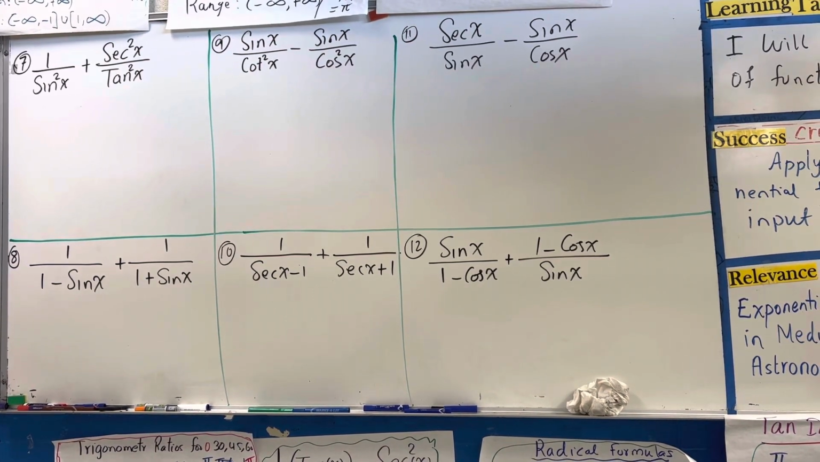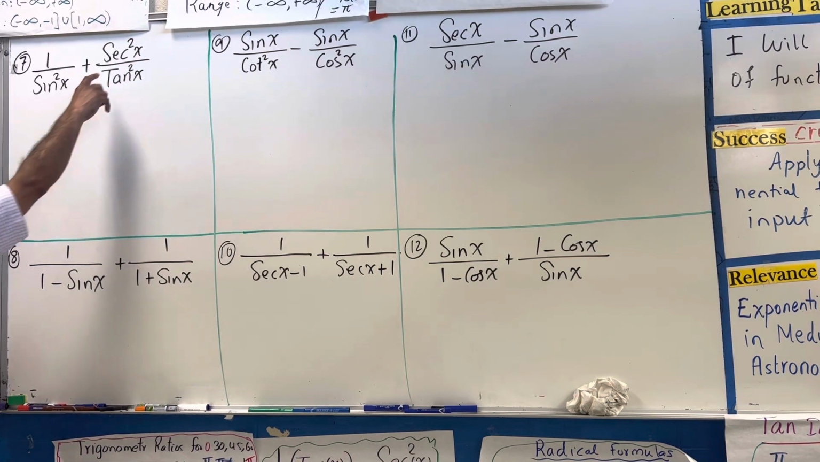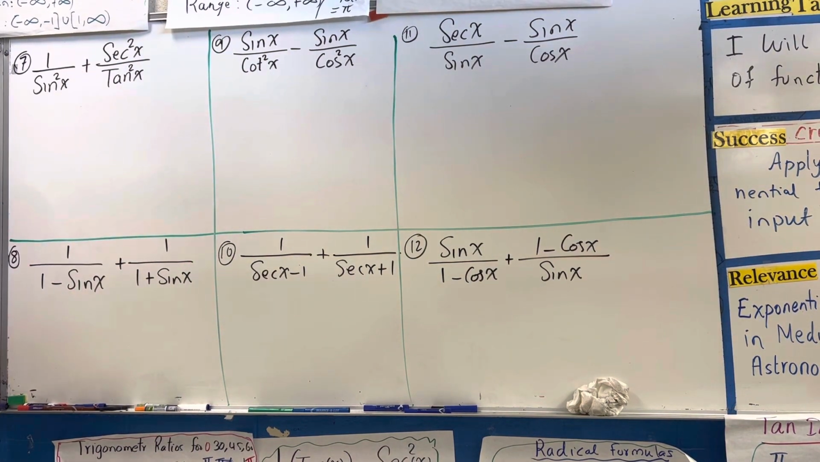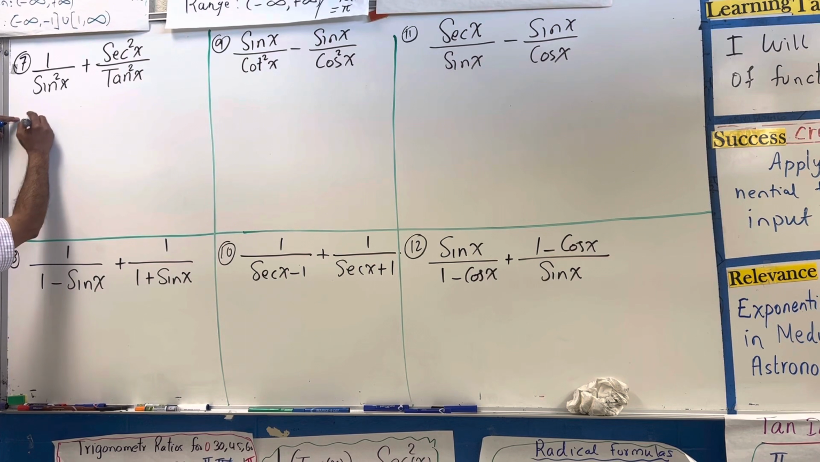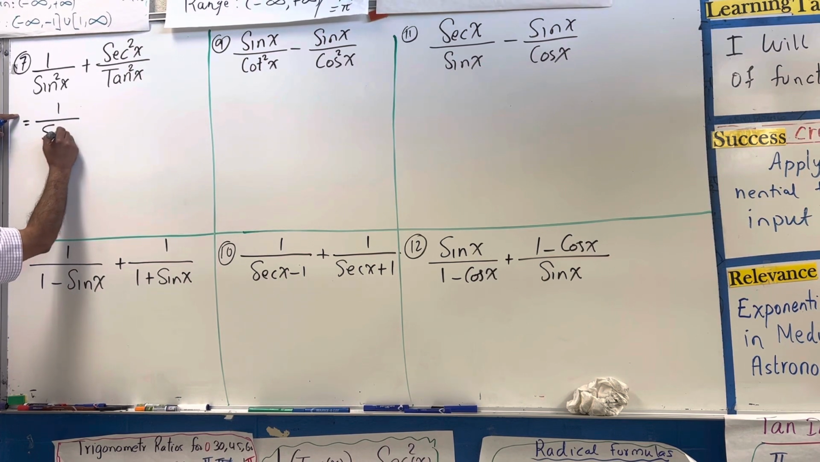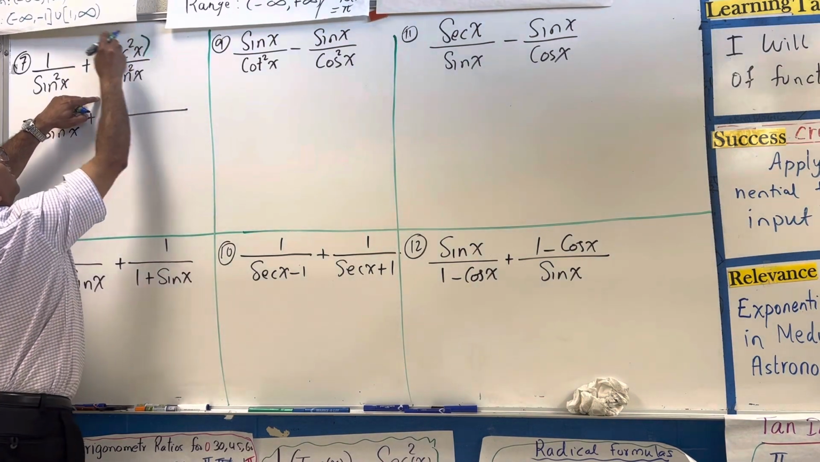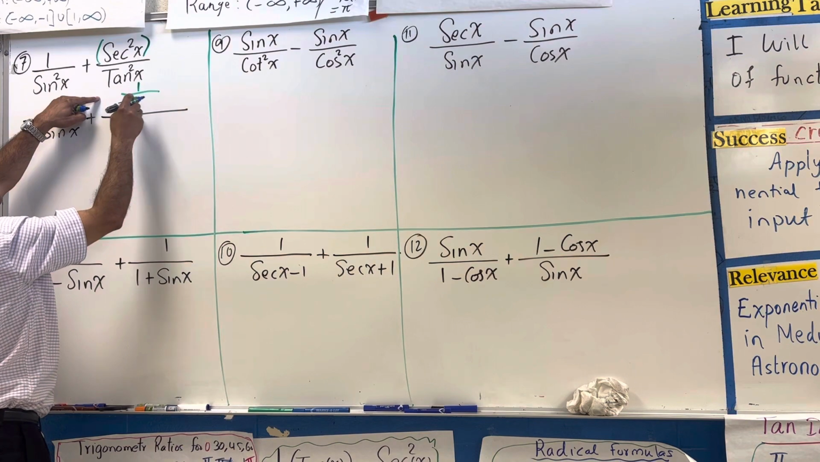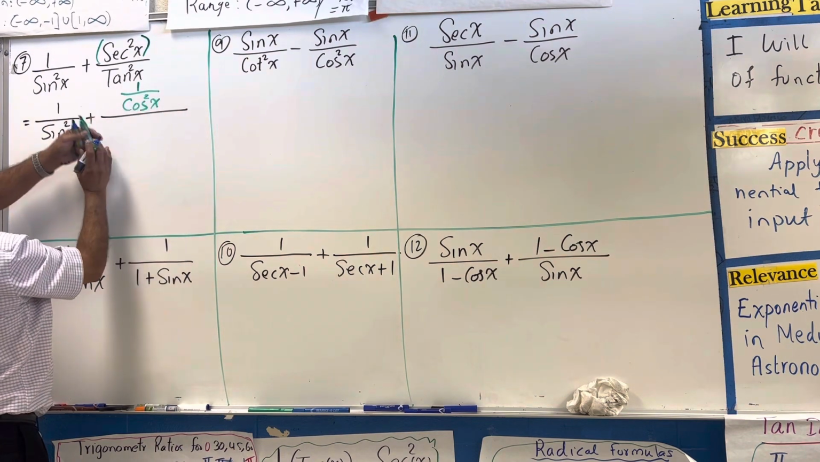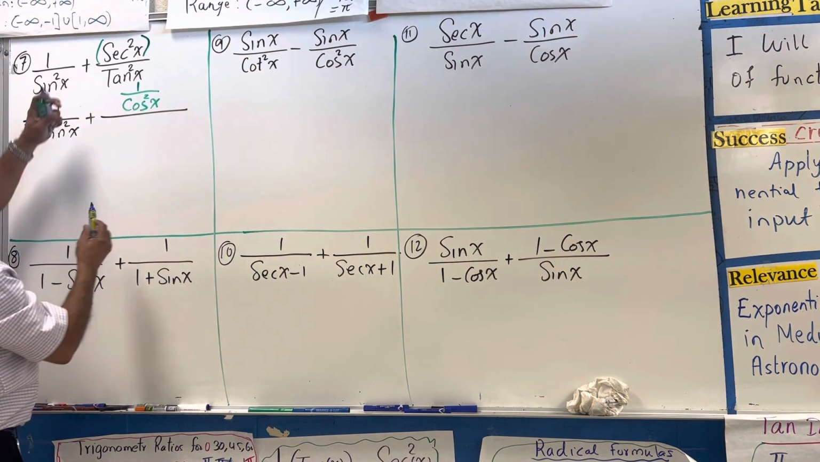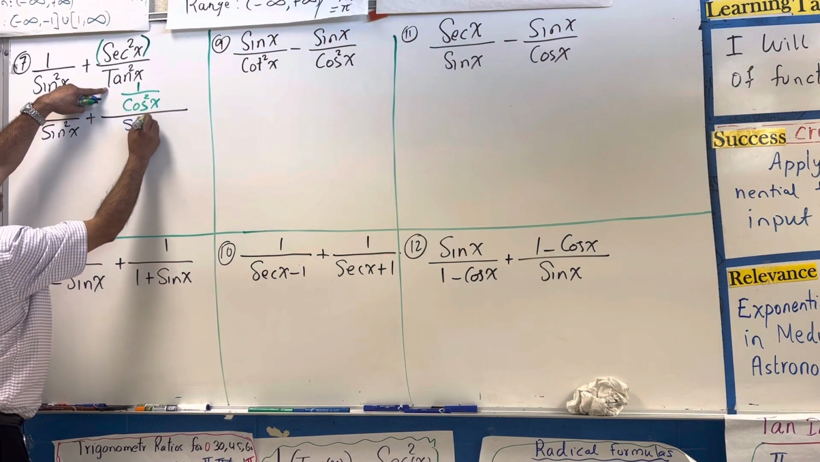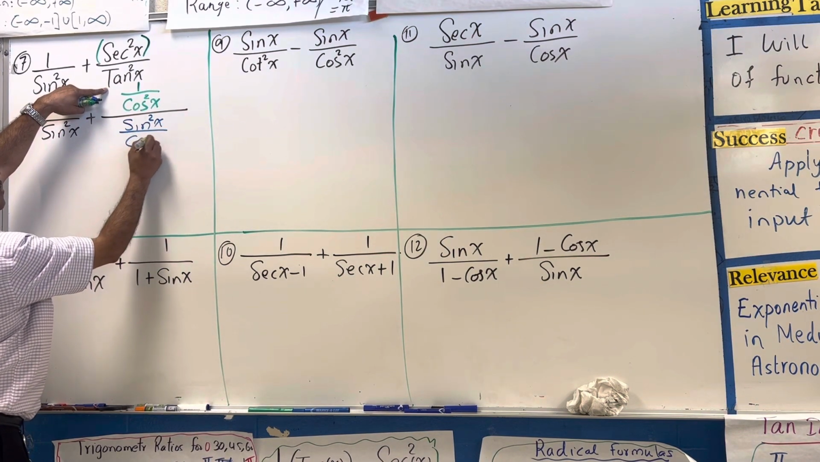Starting with problem number 7. Here, again, we do the same thing. Let's change this secant to 1 over cosine square of x. This stays the same. This one, I'm going to use this color. Let's use 1 over cosine square of x. And this one, we can use sine square over cosine square. Sine square of x over cosine square.